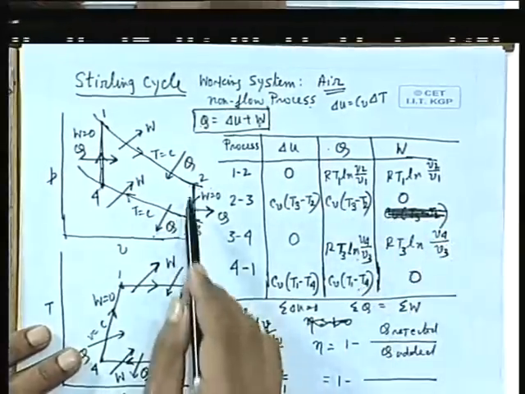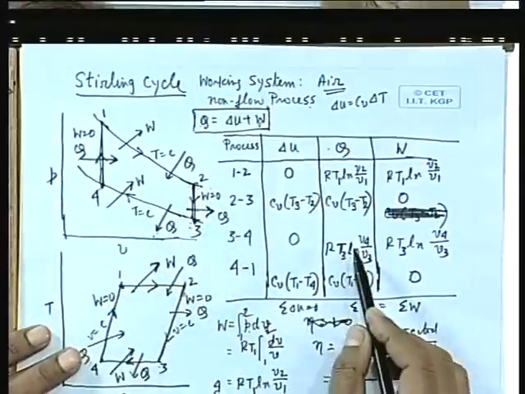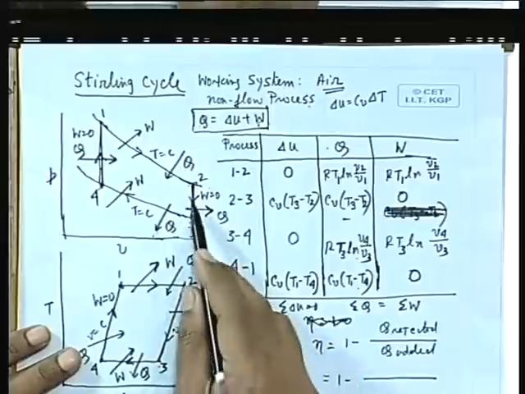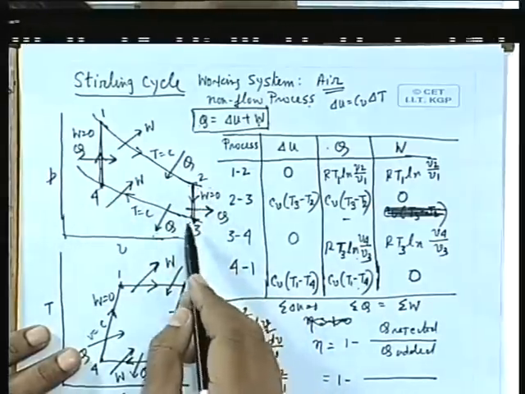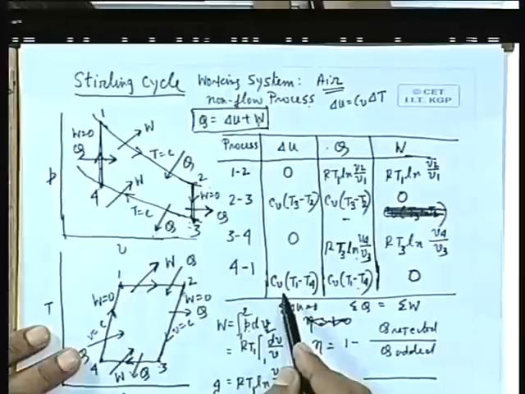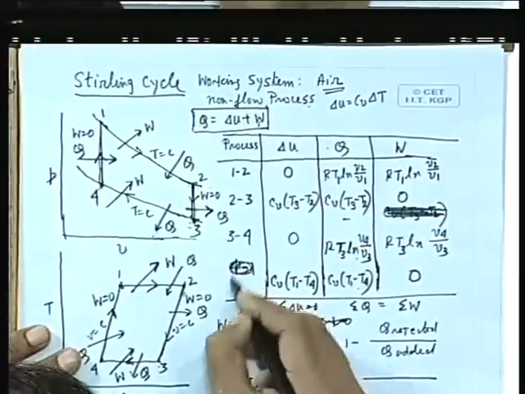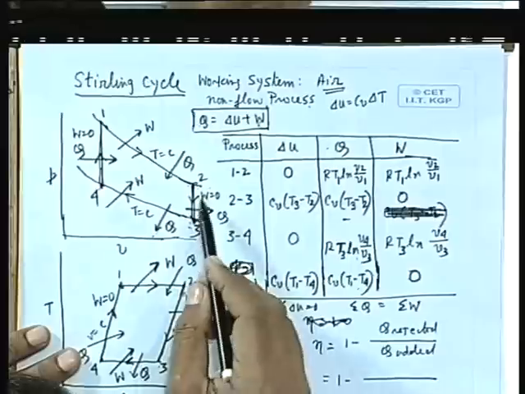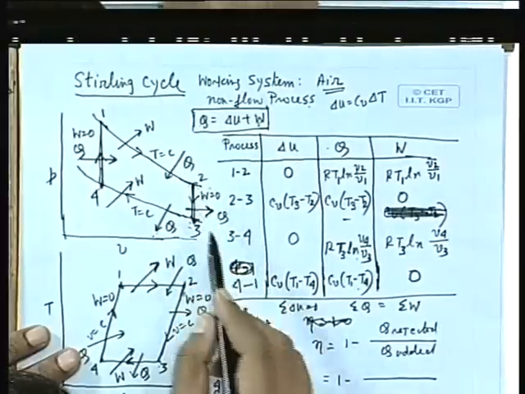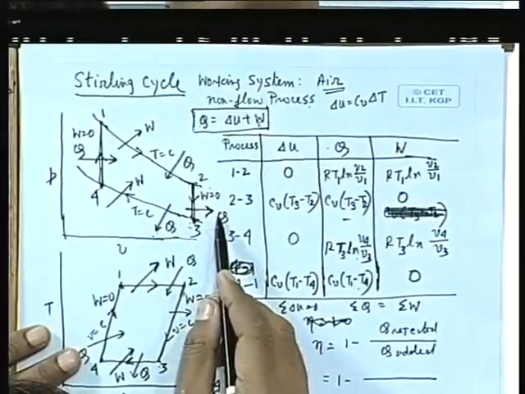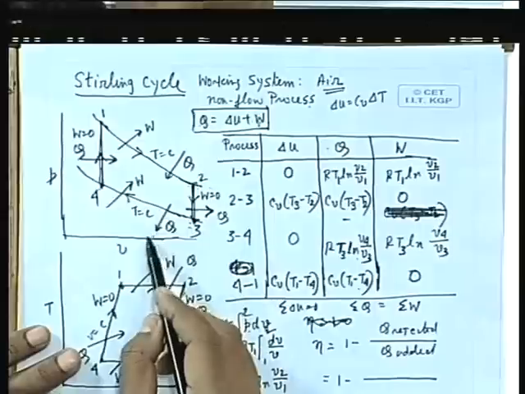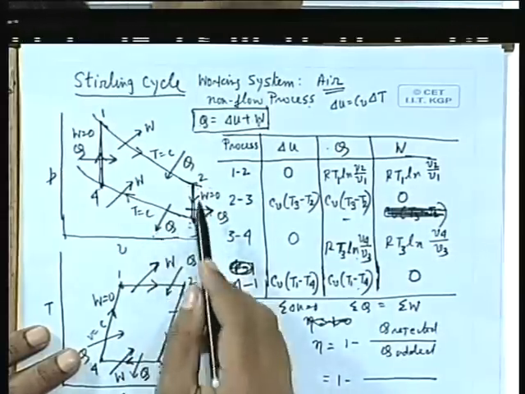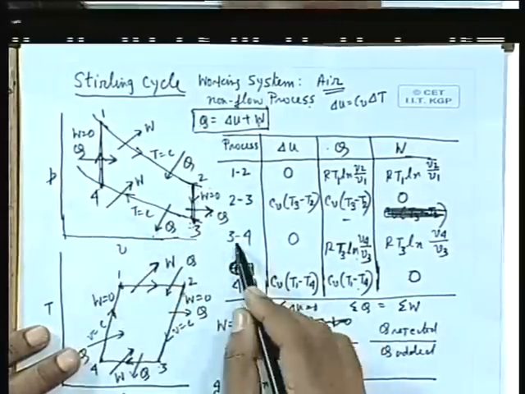But we have to find out in which processes, 2-3 and 3-4, the heat is negative. 2-3 is negative, and 3-4... sorry, this is 4-1, I am sorry. Heat is rejected where Q is rejected, in the constant temperature process. So heat is rejected here, that means in 2-3 and 3-4.